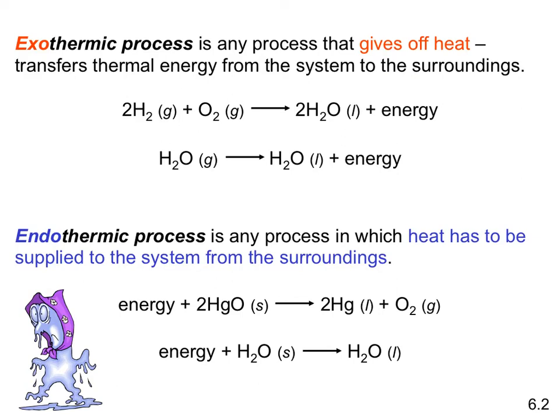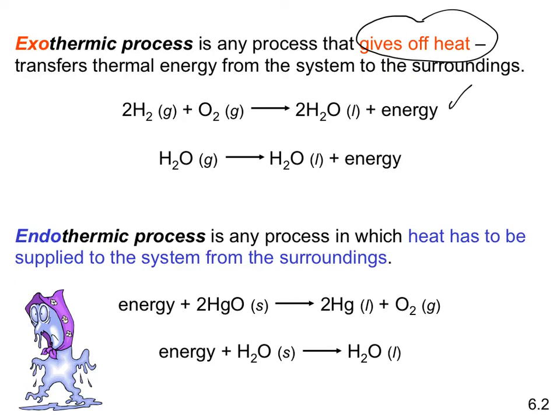Okay, so exothermic. Exoskeleton is what we know the prefix exo from, right? Lobsters and turtles and lots of other types of animals have exoskeletons. They have their skeletons on the outside of their body. So exothermic means that the process we're looking at gives off heat. It transfers thermal energy from the system, whatever you're looking at and paying attention to, to the surroundings.